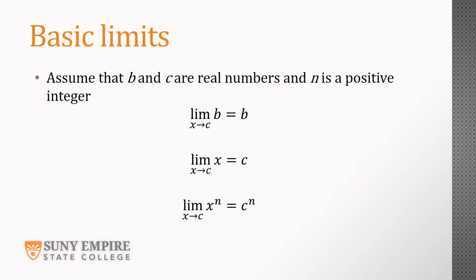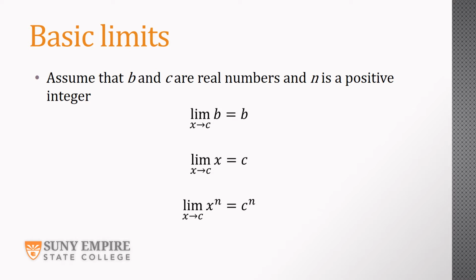As the comic at the beginning indicates, sometimes finding a limit can be painful. However, there are numerous properties that make finding limits much more palatable. These first properties are trivial. To begin, assume that we have real numbers b and c and a positive integer n. The limit as x approaches c of a constant value b is equal to b. Since our function only takes a value of b, how could the limit be anything else?